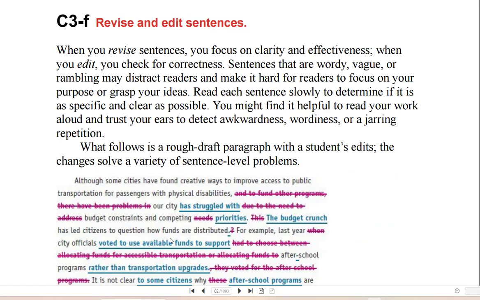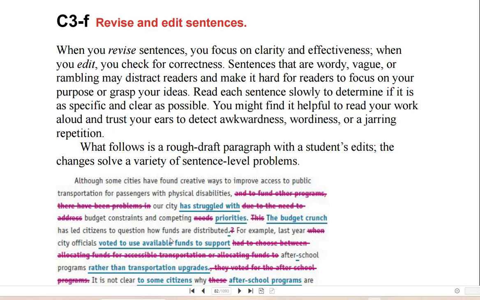So after you look over the global part of your essay and you realize that your essay structure is solid, then the very last step is to check for sentence structure and grammar errors and APA errors. So when you revise sentences, you focus on clarity and effectiveness. When you edit, you check for correctness.